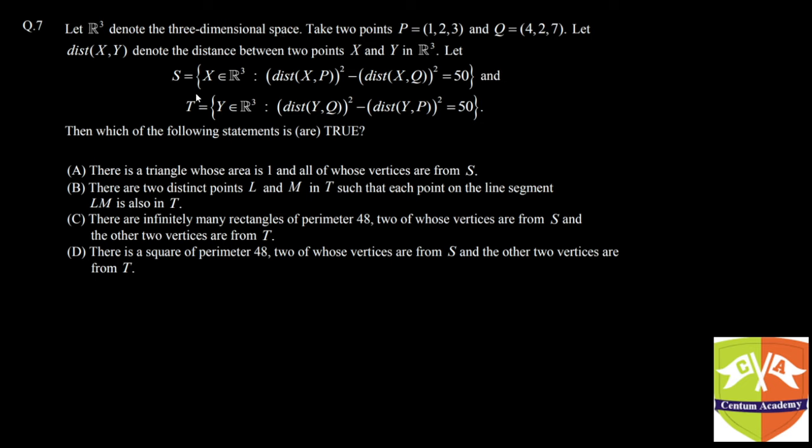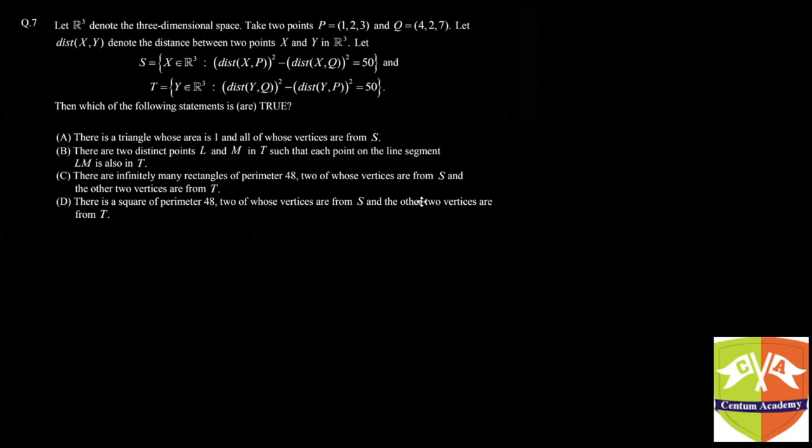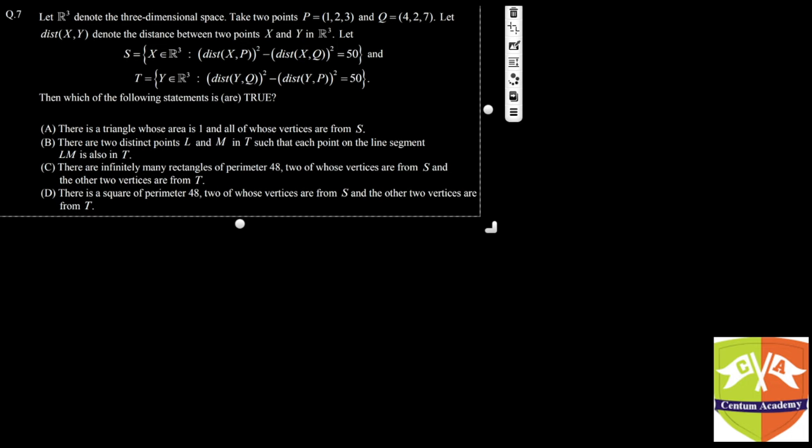And S and T are two sets. S is all the points x such that distance of x from P whole square minus distance of x from Q whole square is equal to 50. So let me do one thing. Let me apply this equation.